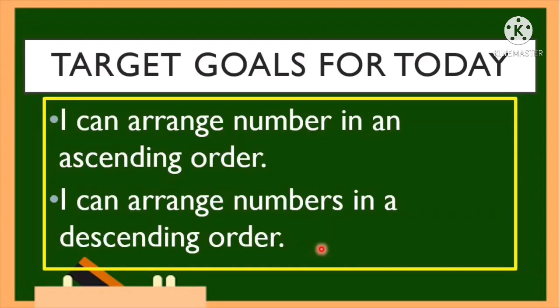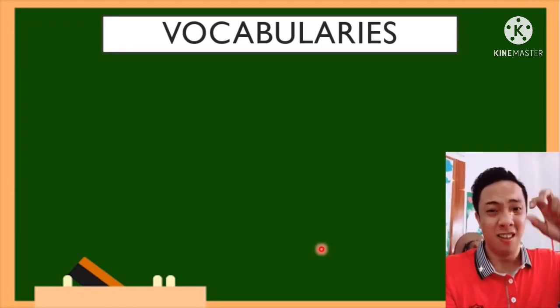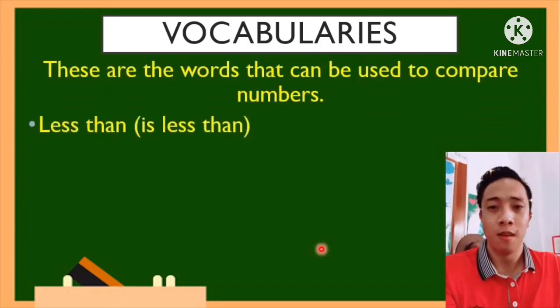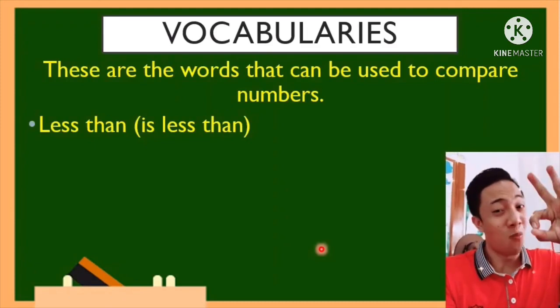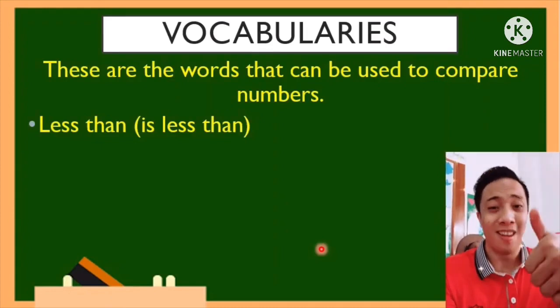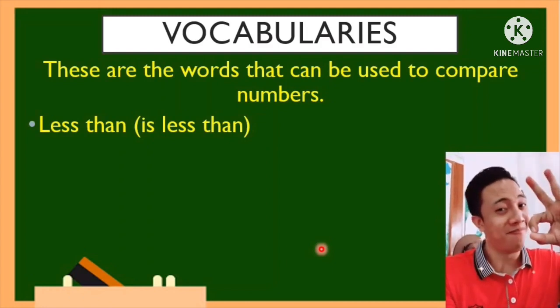Alright? Now, let's do a review of our past lesson. These are the three main vocabularies that we discussed last time, right? What are those? The first is less than. If you want to use that one in a sentence, you must say is less than. Alright?